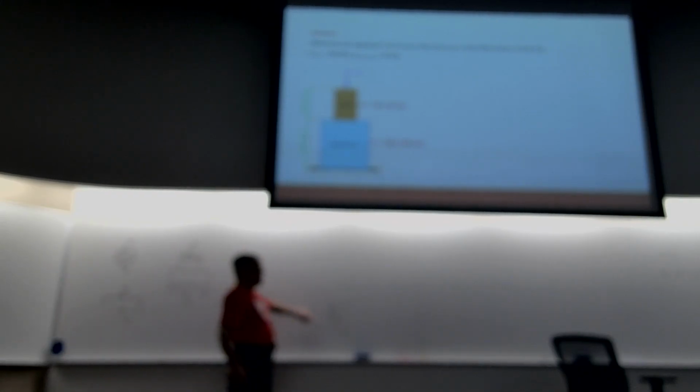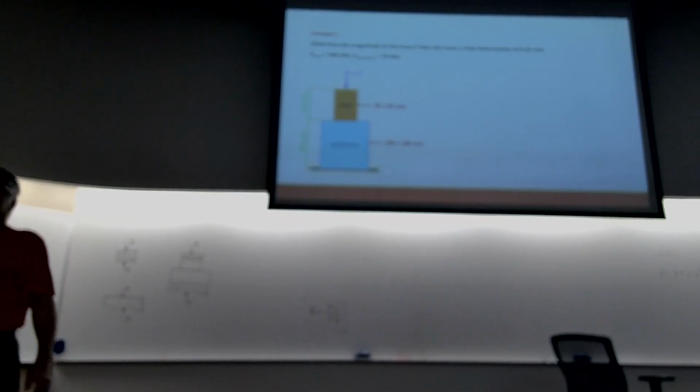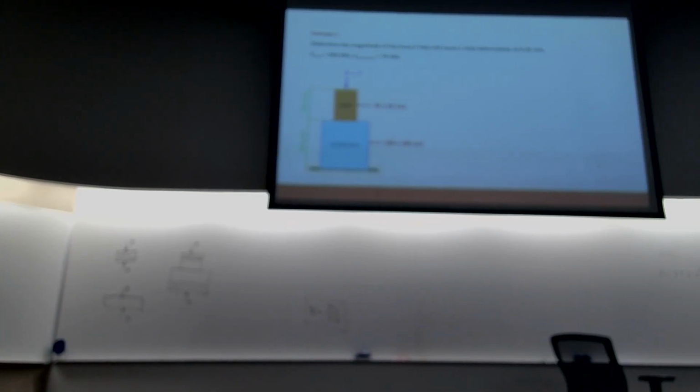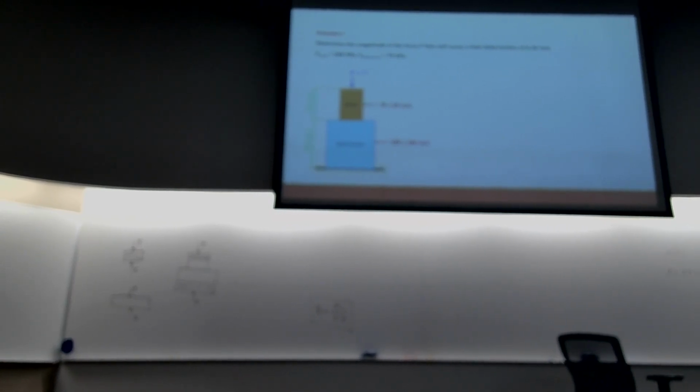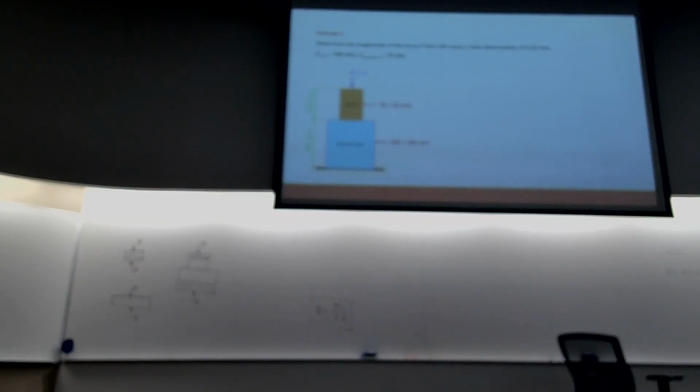So if you want the magnitude of delta total, we have to do this twice. Add them up and set it equal to 0.25 millimeters. So P is the unknown, the L's are given, we can find the areas, E's are given, and you can just crunch the numbers.